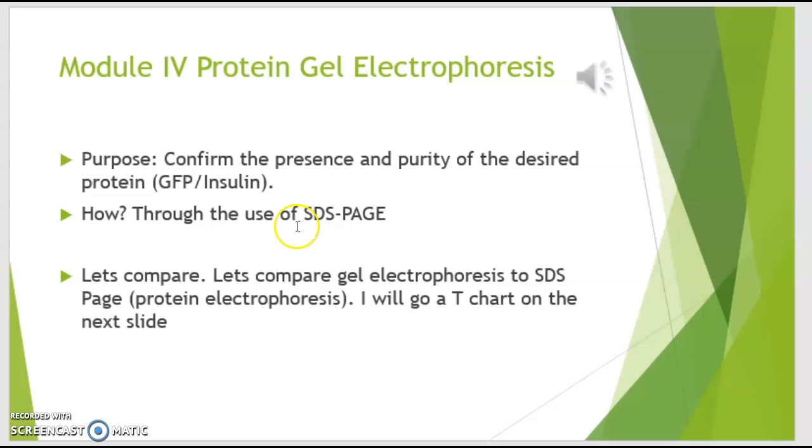This is where protein gel electrophoresis comes into play. It's also known as SDS-PAGE. It's very similar to DNA gel electrophoresis with some differences. As it mentions, the purpose is to confirm that we only have the GFP protein in our sample, or as we are comparing it to diabetes and insulin production, we only have insulin inside of our sample. We have no other protein.